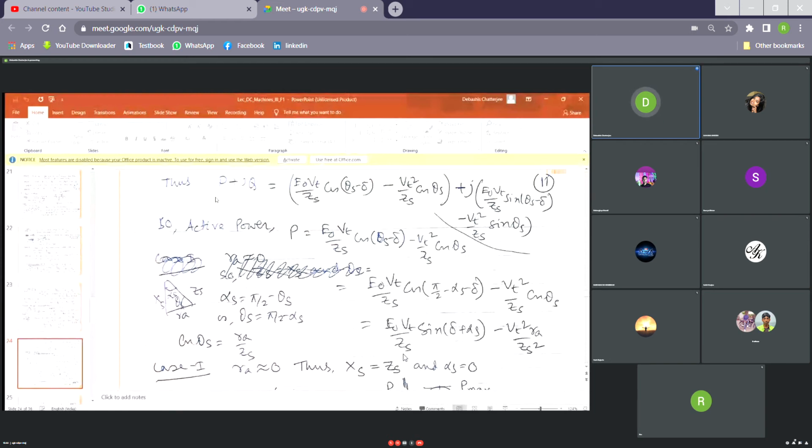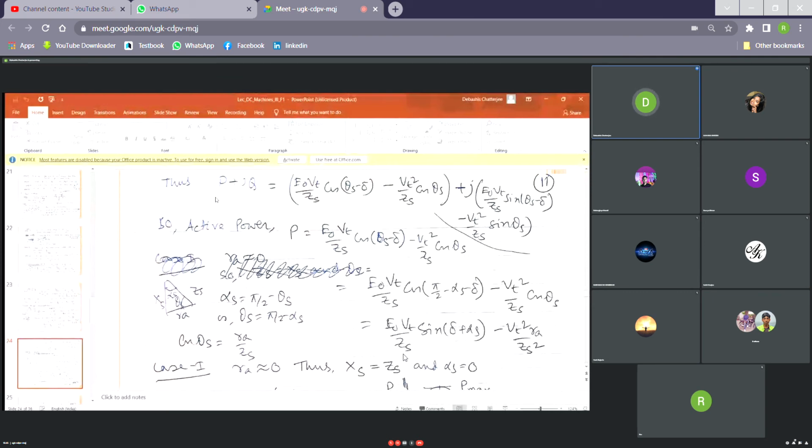So now if you substitute theta s here, in the first term of P, you get E0 Vt by Zs cos of pi by 2 minus alpha s minus delta. The second term remains the same, cos theta s. So now you can rewrite this as E0 Vt by Zs sin of delta plus alpha s, minus Vt square by Zs cos theta s. Cos theta s, also from the impedance triangle, you can write as Ra by Zs. If you replace it, you get minus Vt square Ra by Zs square. Okay, this term you get.